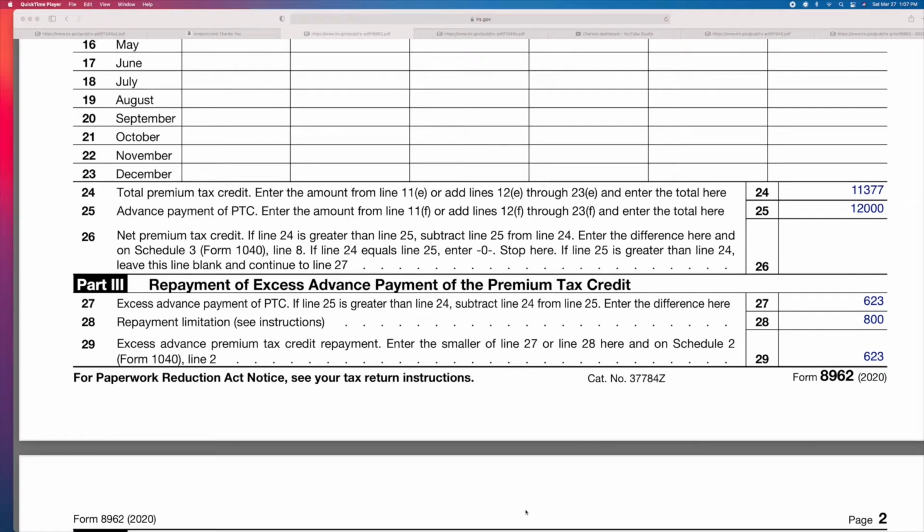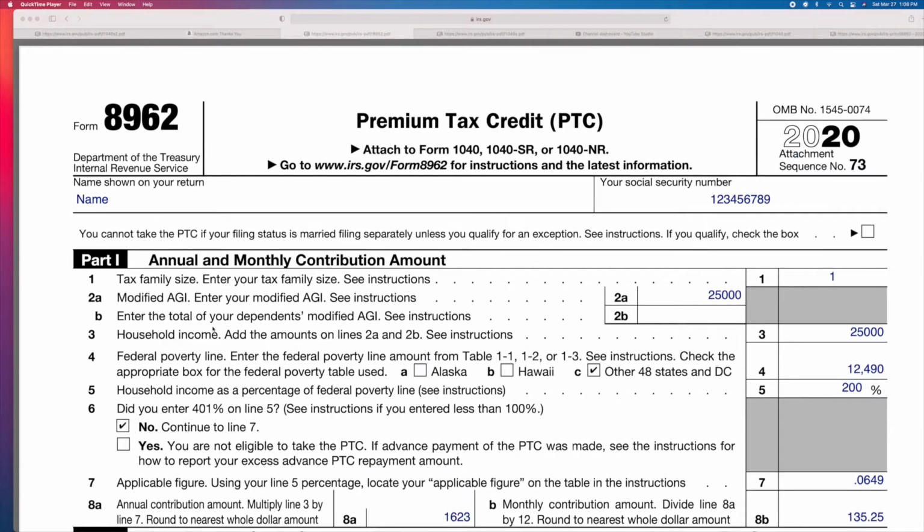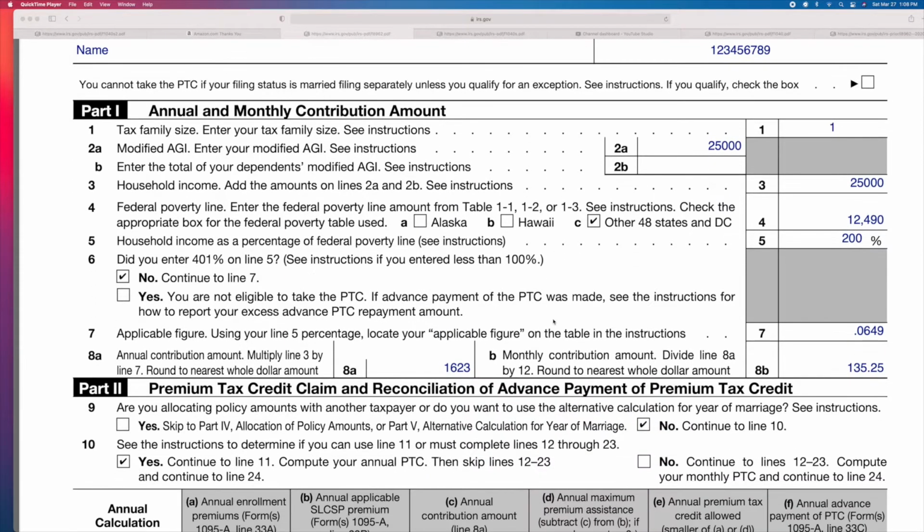Okay, in this video, I'm going to try to explain what the repayment limitations of line 28 of your 8962 premium tax credit form mean. I'm just assuming that you've gotten all the way through all this. You put your household income in, the federal poverty level from wherever you're at. You figured out your household income as a percentage of the poverty line, which was 200% in this specific example. Then you found your applicable figure, multiplied it by this, and you got this number. That's what your contribution has to be towards it.